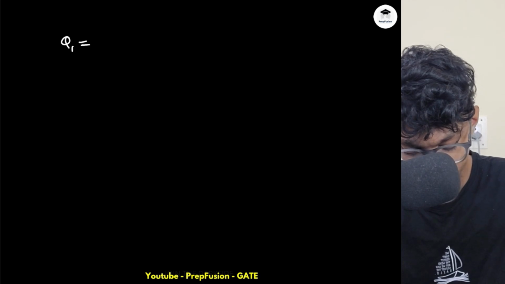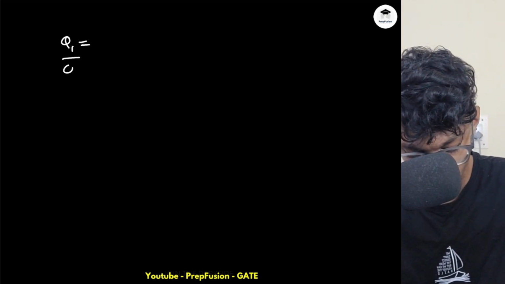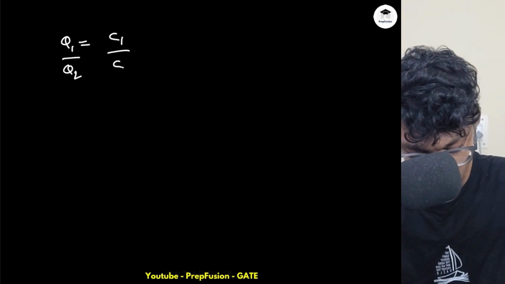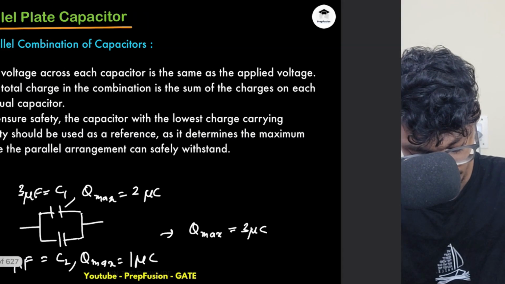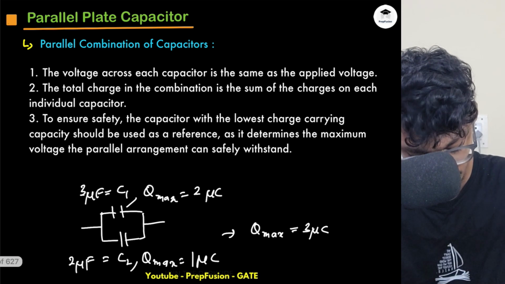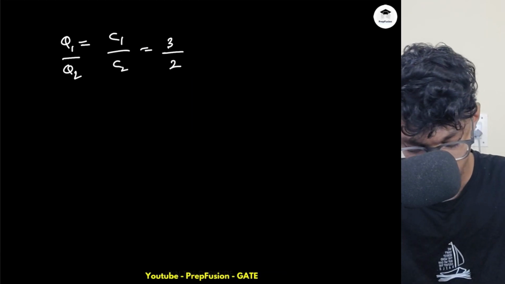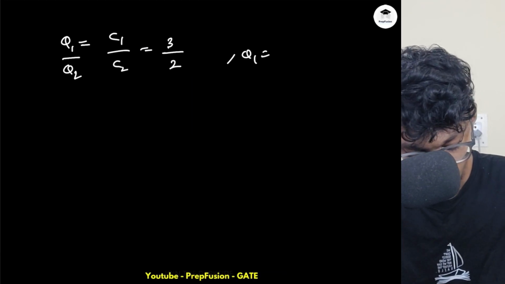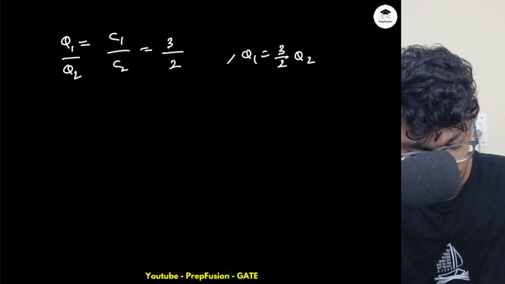So Q1 will be simply equal to... I know Q1 by Q2 is C1 by C2. What is C1? C1 is 3. C2 is 2 microfarad, right? So 3 by 2 simply. So I know Q1 will be equal to 3 by 2 of Q2.